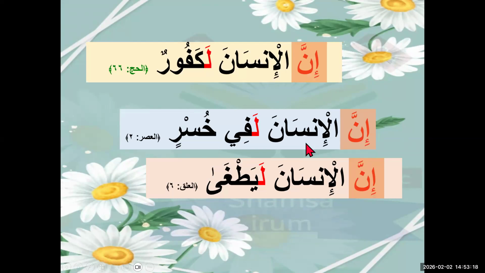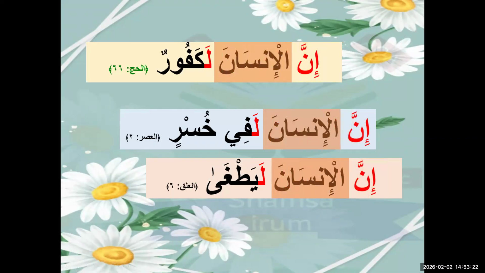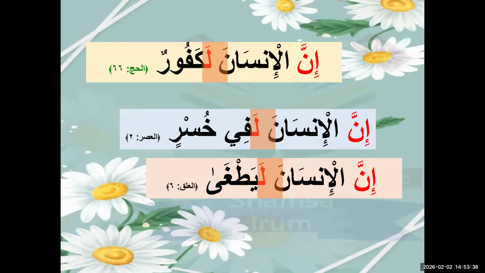Then al insana. All these three ayat have the same ismu inna. They are mansub, al insana, the same word in all these three ayat, which is ismu inna. Okay. It is mansub because it's ismu inna. And next now move toward the next particle, which is lamu tauqeed. Okay. Lamu tauqeed in all these three ayat. Now next move toward the word after the lam now. After the lamu tauqeed.